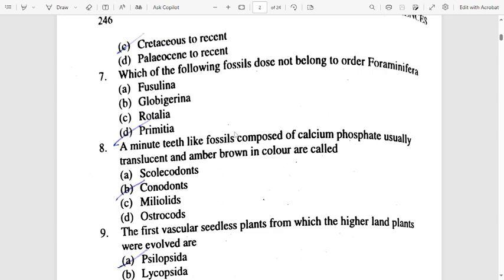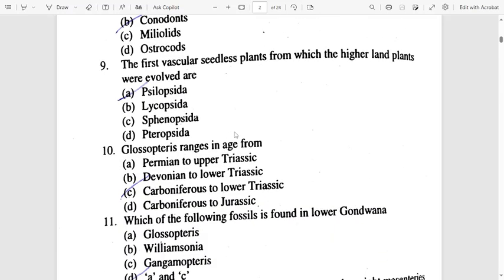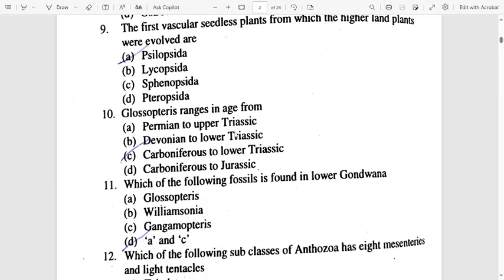Minute teeth-like fossils composed of calcium phosphate, usually translucent and amber brown in color, are called conodonts. The first vascular seedless plants from which the higher land plants were evolved are Psilopsida. Glossopteris ranges in age from Carboniferous to Lower Triassic. Which of the following fossils is found in Lower Gondwana? A and C, that is Glossopteris and Gangamopteris.